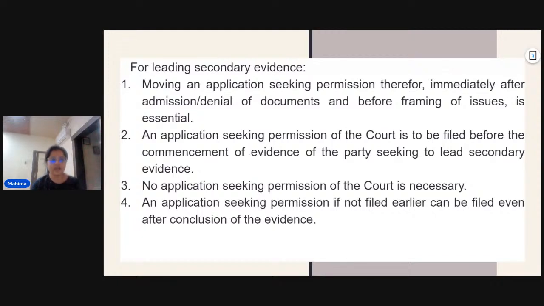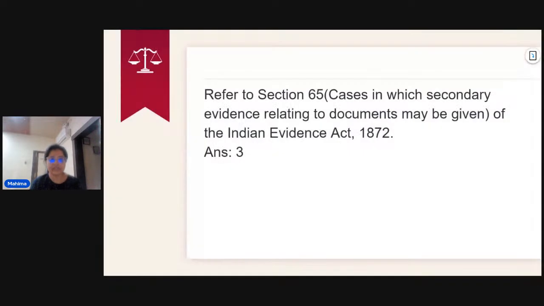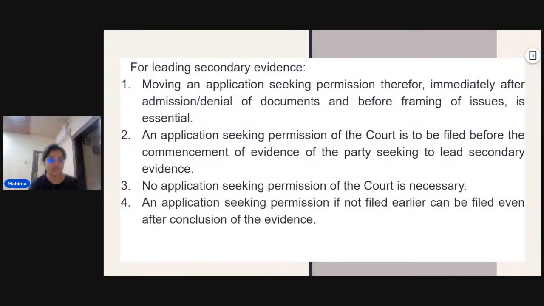For leading secondary evidence, moving an application seeking permission thereof immediately after admission or denial of documents and before framing of issues is essential. An application seeking permission of the court is to be filed before the commencement of evidence of the party seeking to lead secondary evidence. No application seeking permission of the court is necessary. An application seeking permission, if not filed earlier, can be filed even after conclusion of the evidence. It is option number three, guys, and not two. No application seeking the permission of the court is necessary, and it is mentioned under Section 65.